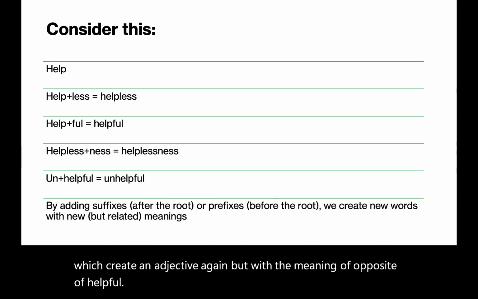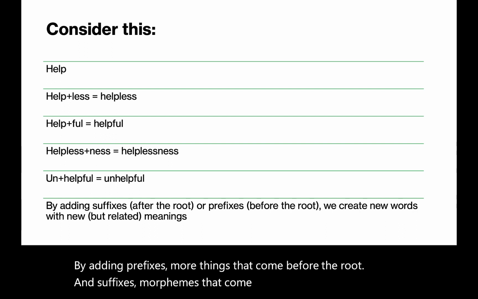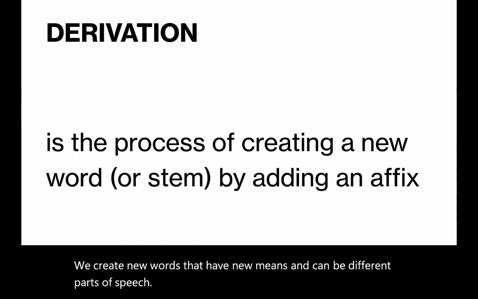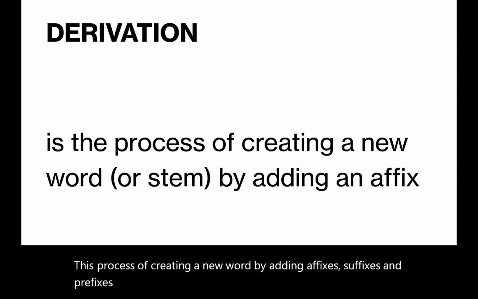By adding prefixes, morphemes that come before the roots, and suffixes, morphemes that come after the roots, we create new words that have new meanings and can be different parts of speech. This process of creating a new word by adding affixes, suffixes, and prefixes to the already existing stem is called derivation.